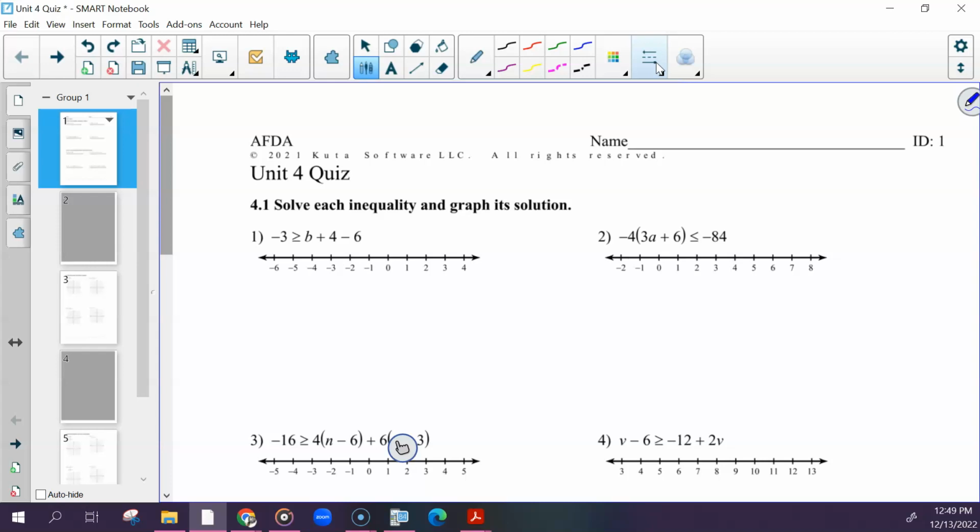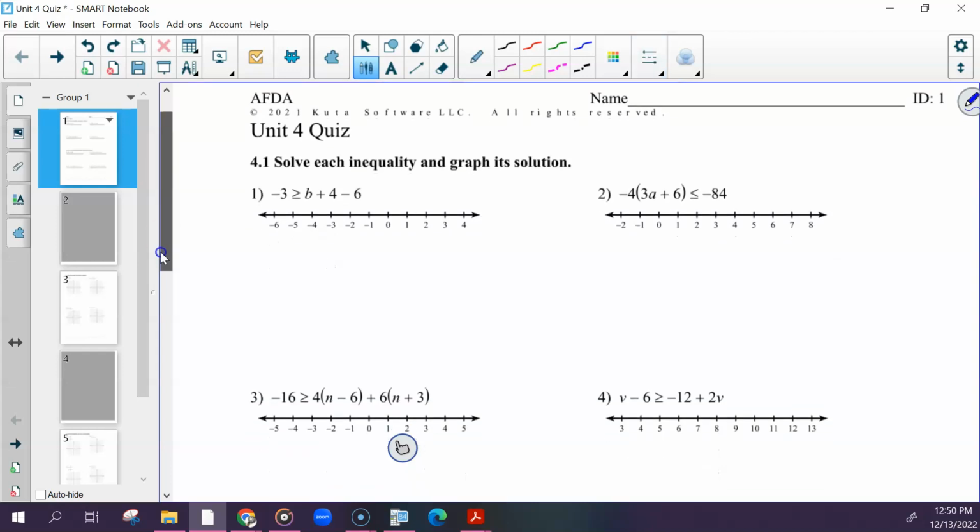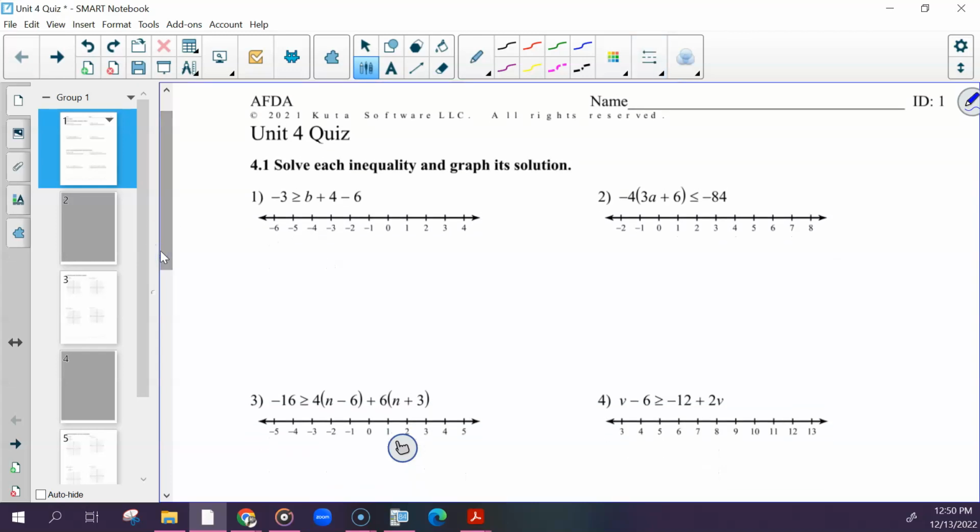These first ones were each worth 3 points: 1 for your work, 1 for your answer, and 1 for your graph. So for this first one, you should have combined like terms. Some of you did that, some of you started moving things. Either was fine, as long as you did it correctly. And then got rid of the 2 by adding it to the other side.